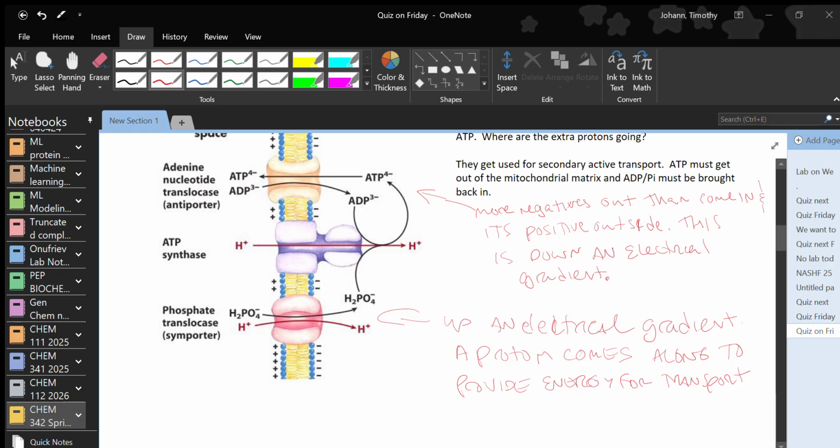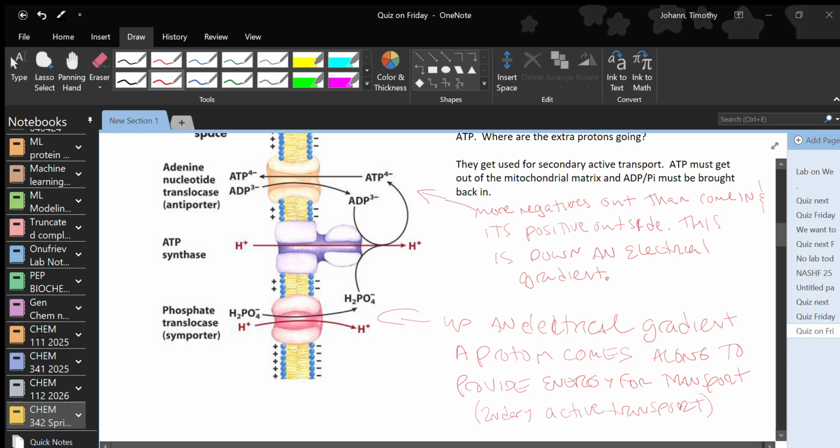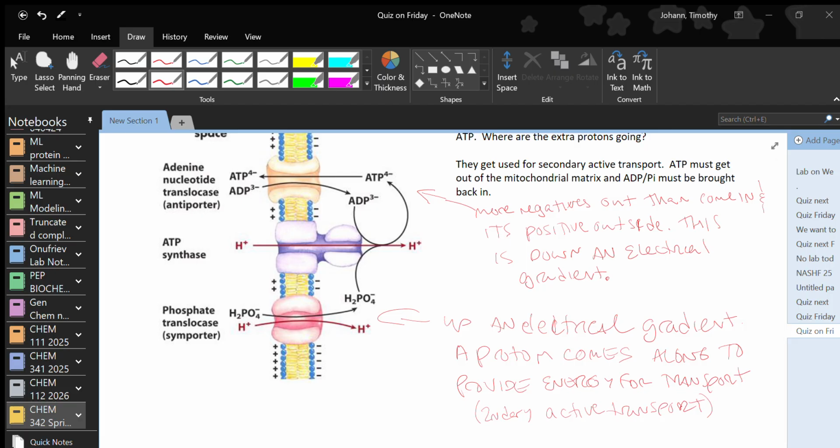Okay, and that's an example of secondary active transport. All right, we directly consumed something. In this case, we took electrons from NADH, right? We made NADH to NAD plus so that we could pump protons across the membrane, and then those protons are being used to bring something back in across the membrane.